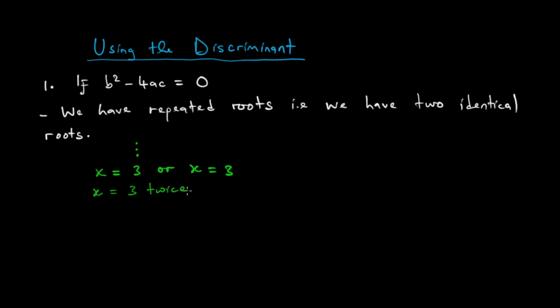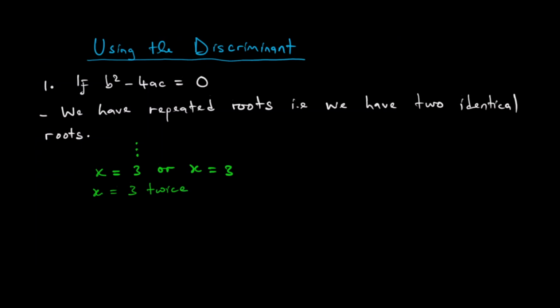That is a repeated root. So when the discriminant b squared minus 4ac is equal to 0, we have what is called a repeated root. Two identical roots occur at the same point of intersection of a curve and a tangent, as shown below.